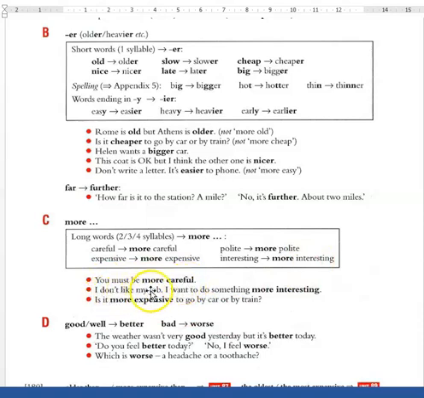And the examples, you must be more careful. I don't like my job. I want to do something more interesting. And the question with it, is it more expensive to go by car or by train?